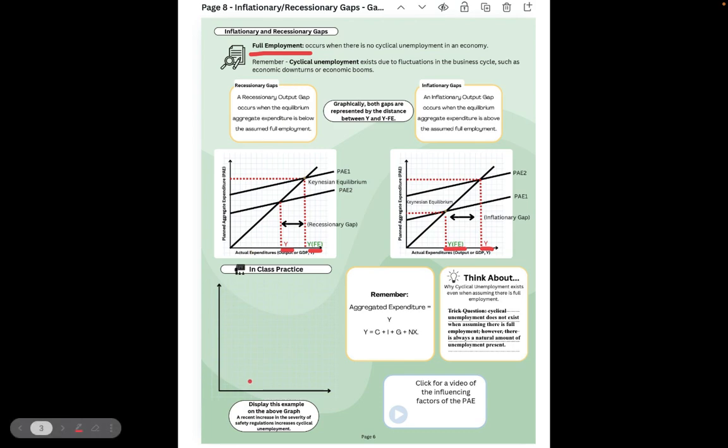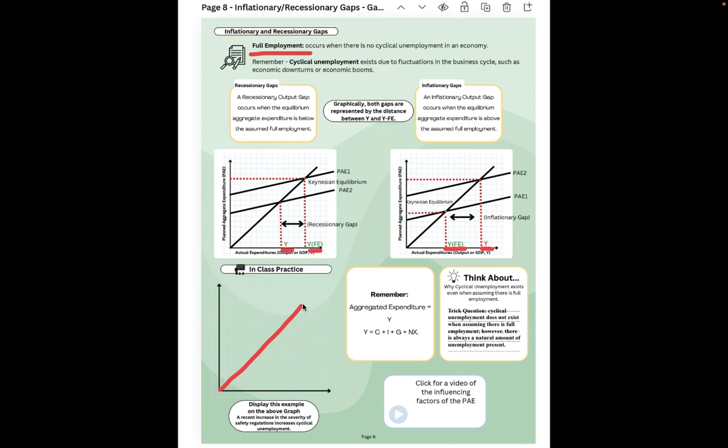Finally, a recent increase in the severity of safety regulations increases cyclical unemployment. So, what would this look like? With safety regulations, a lot of companies don't want to have issues with regulations making workers more expensive, so they start to lay off a lot of different workers, and that ends up increasing cyclical unemployment. So, because there is a massive increase in cyclical unemployment, you know that we're starting to near a recession.